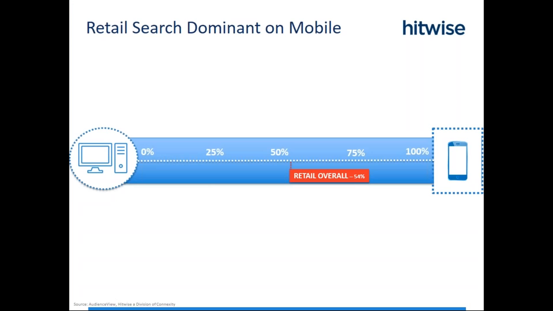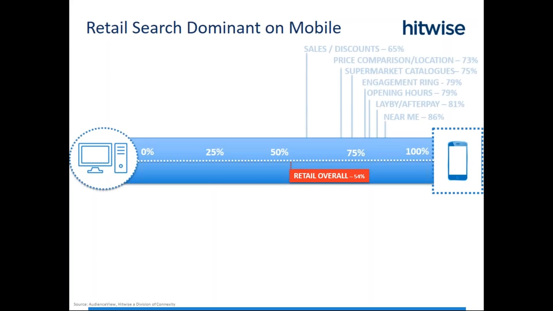So let's start off with retail overall. So retail currently sits at 54% across all retail search term variations. But then I wanted to get an idea, okay, so the retail category is incredibly broad. What topics within retail search are more likely to be searched for on a mobile or more likely to be searched on the desktop? So from this, and excuse me, this is quite cluttered, but there's quite a lot to cover within mobile retail search.